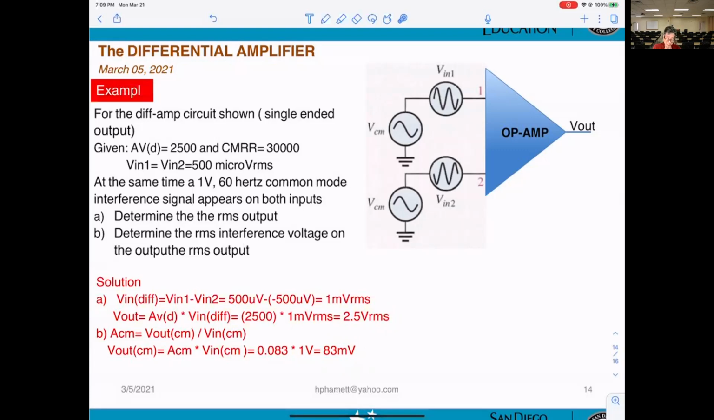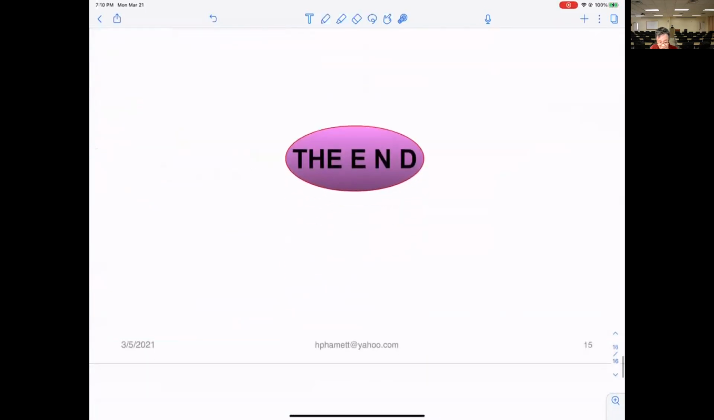That's a very good example showing what happens when you apply input to the differential amplifier. If they give you the gain of the differential amplifier and the common mode rejection ratio of 30,000, you're able to calculate the gain ACM. We already know the common mode rejection ratio equals AVD divided by ACM. That's it.